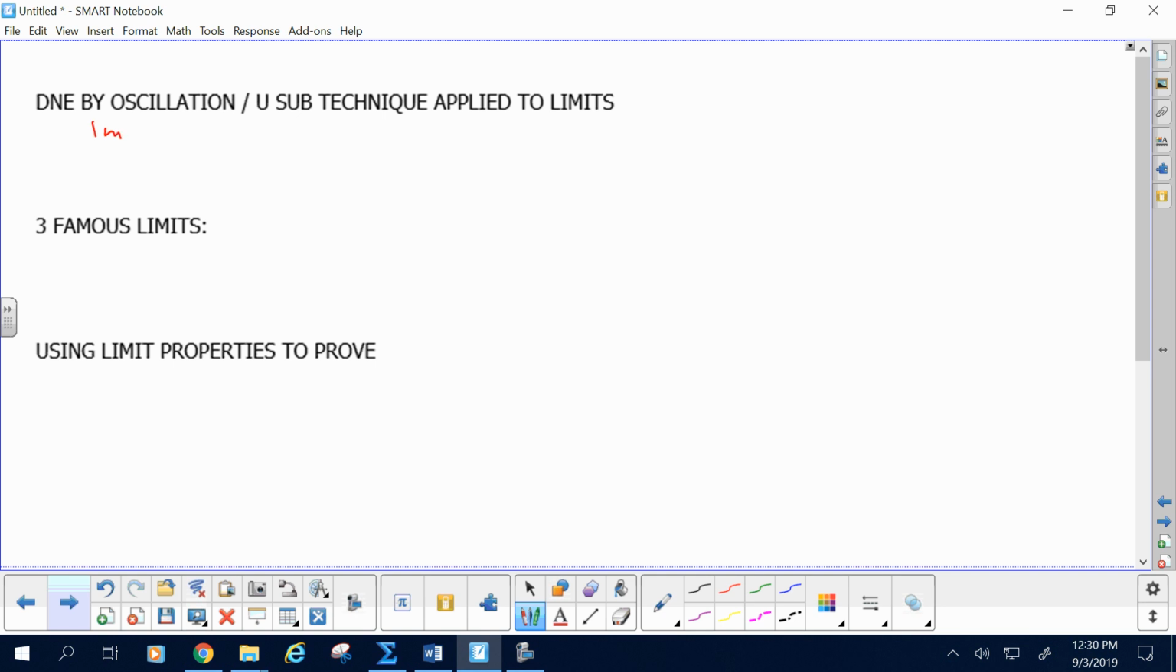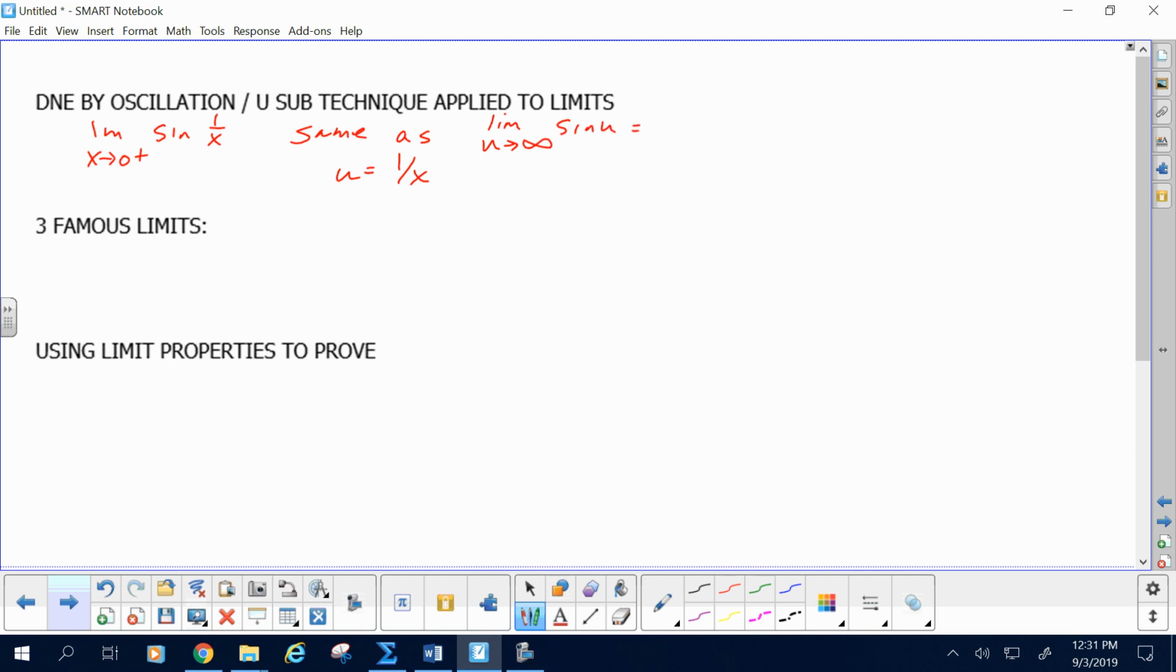The limit as x goes to 0 of sine of 1 over x. As x goes to 0, what does 1 over x go to? 1 over x goes to undefined, DNE, depending on the right or the left. Let's just make it positive, actually. This is the same as the limit as u goes to, if I let u equal 1 over x, then as x goes small positive, u goes big positive.